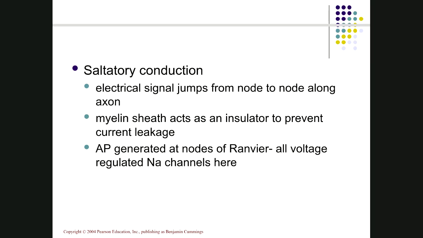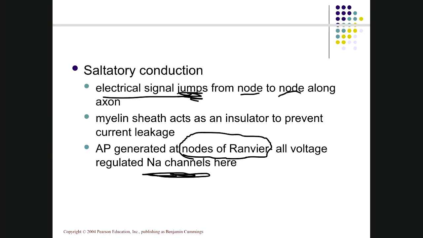So saltatory conduction is much, much faster. And remember, it happens only at the nodes of Ranvier because that's where the channels are. So it looks like it's jumping from node to node to node.